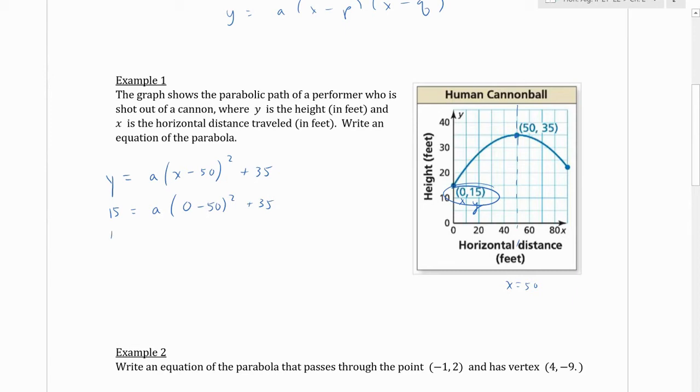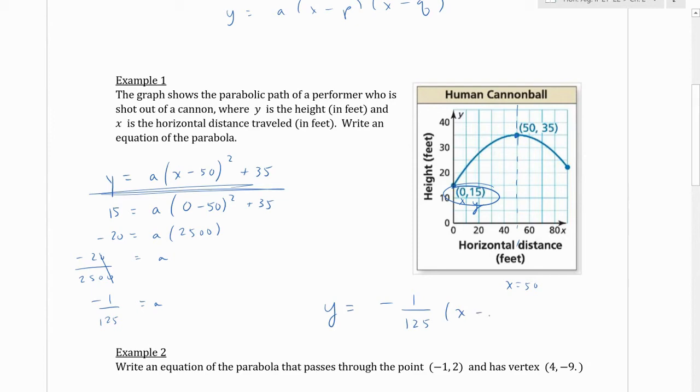Let's see what I'm going to do. Maybe I'll just do this. I can subtract 35 from both sides. 0 minus 50 is negative 50. If I square that, I'm going to get 2,500. So if I divide both sides by 2,500, what's that going to be? Negative 1/125. So if I want the equation of the parabola, I know I'm going to go back right here. I know the a value now is this, and I already knew about the vertex.